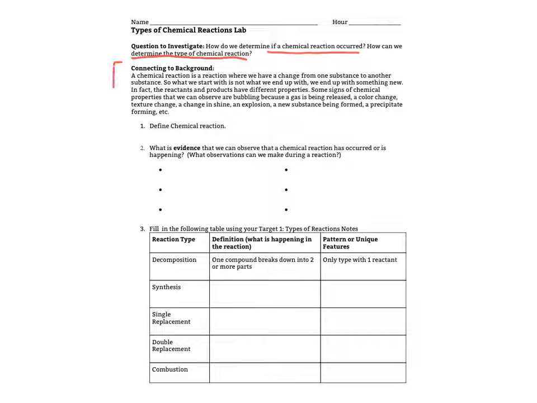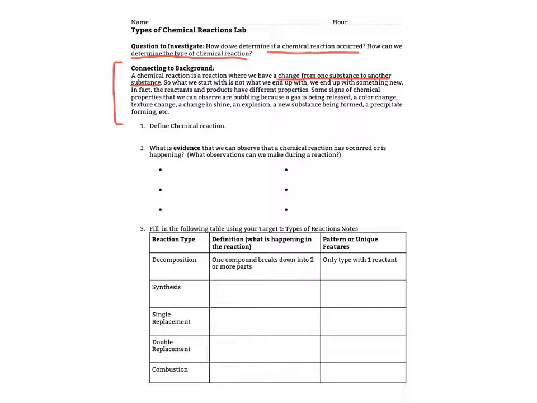So as I read, let's underline this connecting to background piece. A chemical reaction is a reaction where we have a change from one substance to another substance. So the key here is that it's a change from one substance to another substance. We need to prove that we have something new. What we start with is not what we end up with. We end up with something new. In fact, the reactants and products have different properties.